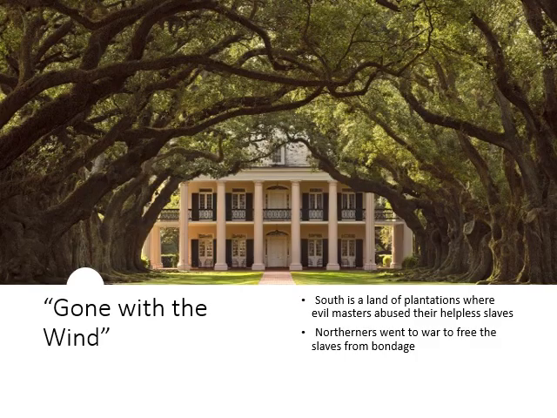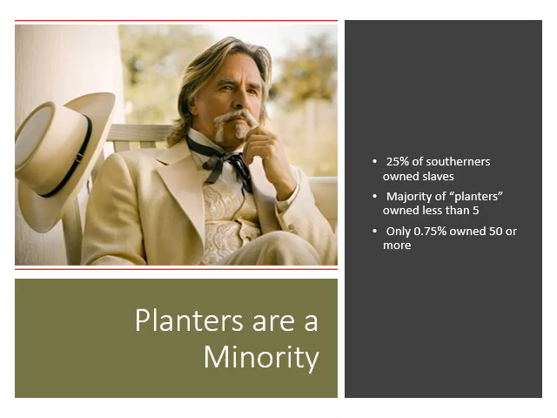Of course, there are ideas of what the South was like and what the Northerners were like that are built into pop culture, such as movies like Gone with the Wind. The idea that the South is a land of plantations where evil masters abused their helpless slaves, and Northerners went to war to free the slaves from bondage. This is a popular image that has been promoted. However, in a lot of ways, some of these images are untrue.